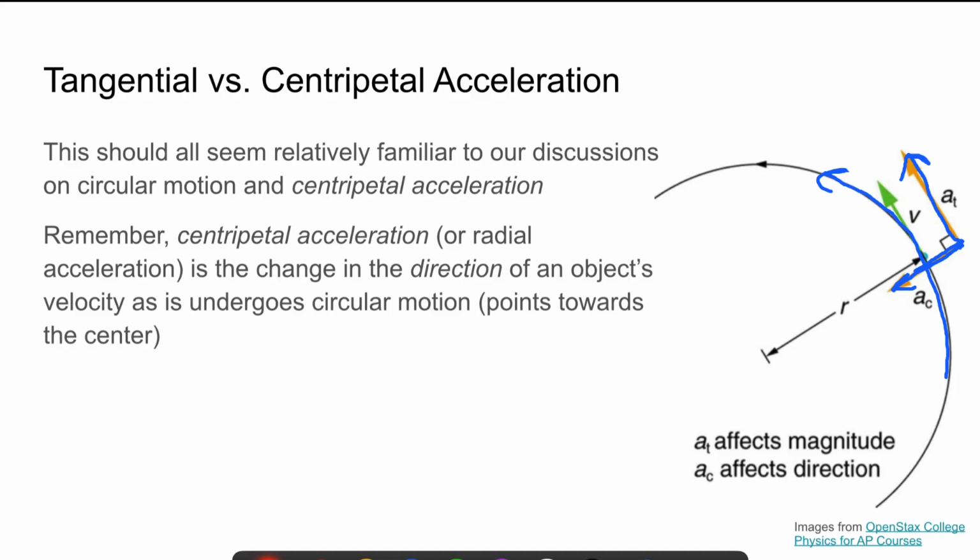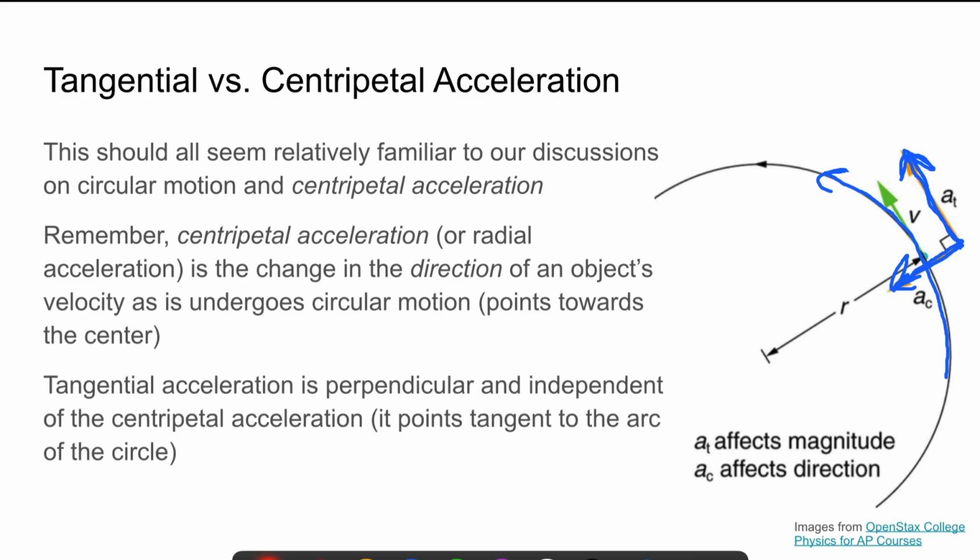So centripetal acceleration is what keeps an object on the curve of a circle, but tangential acceleration is that angular acceleration times the radius. And so this is what will accelerate and change our velocity and our angular velocity as we go around this circle.